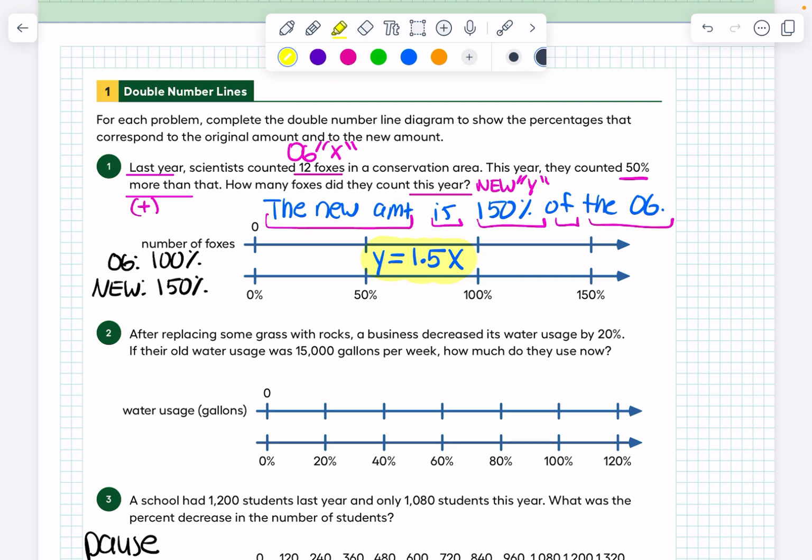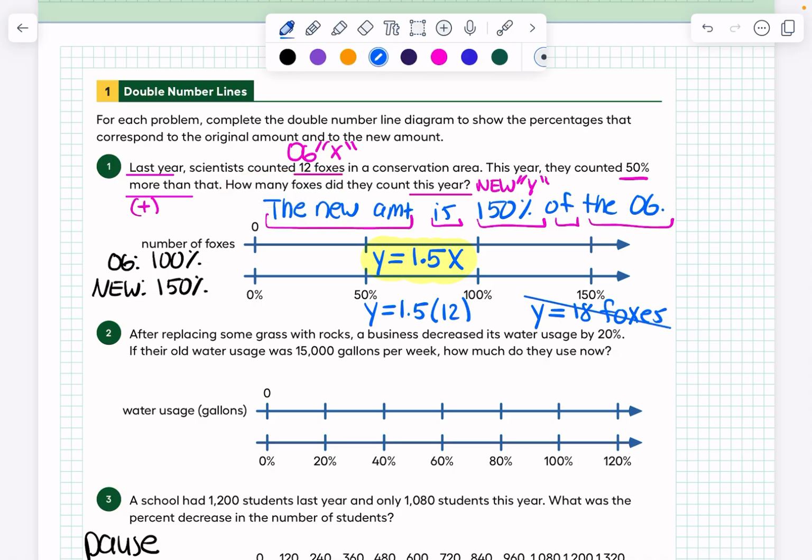And as you can see, it's time to plug and chug, and we know this 12 was our x value, so we're going to drop that in for x. So we're going to have y equals 1.5 times 12, and when you multiply that out, you would get y to equal 18, and that would be foxes, because it said how many foxes. So if it says how many foxes, you got to put foxes in your answer.